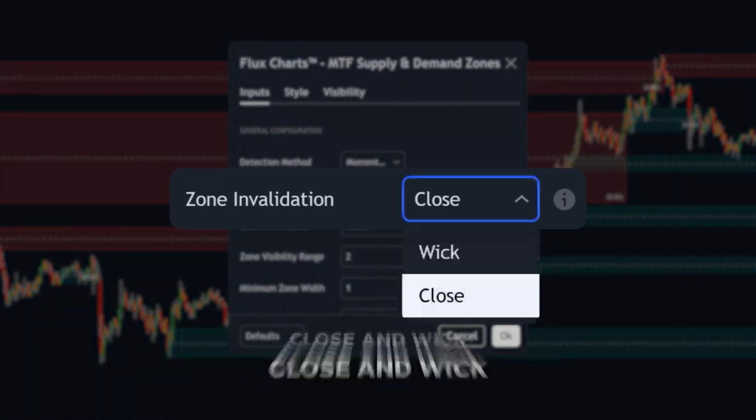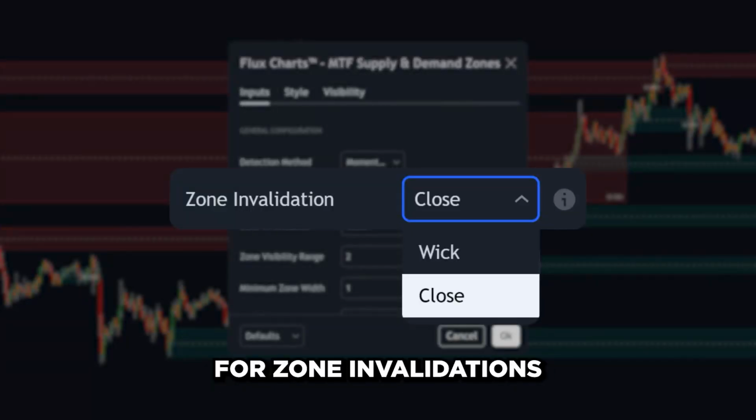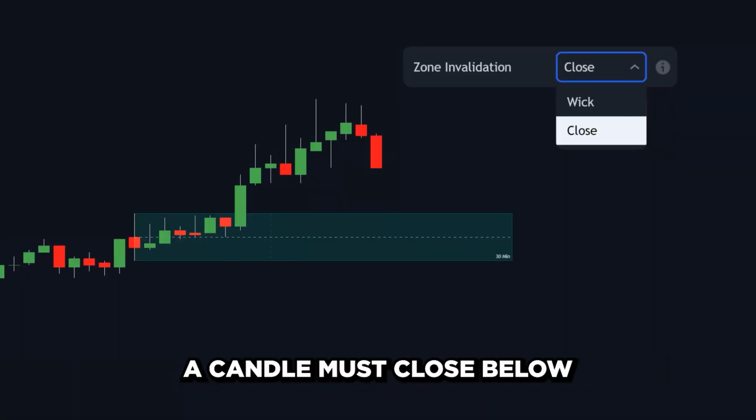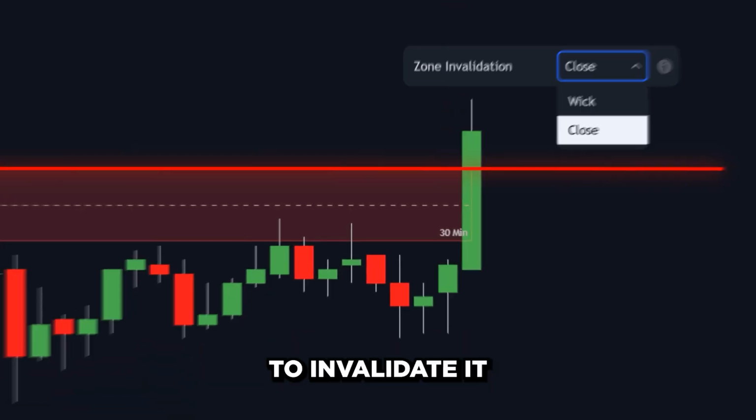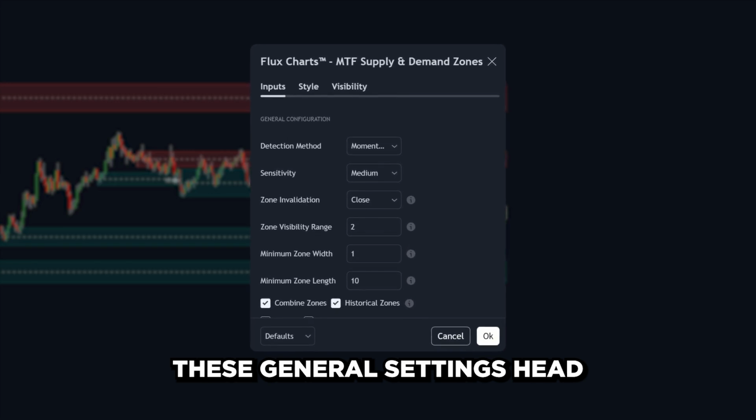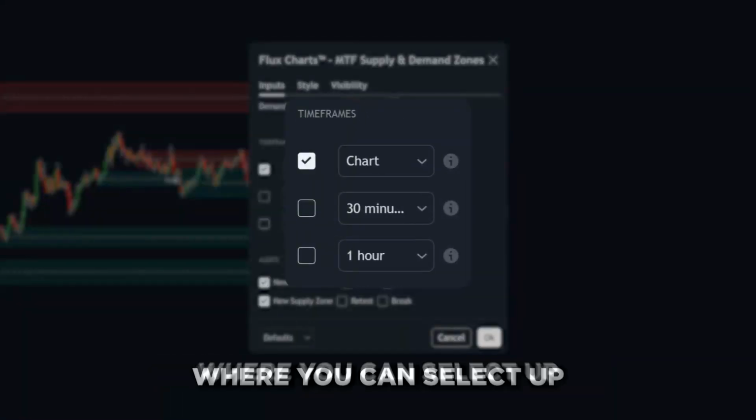Next, let's cover zone invalidations. You can choose between close and wick for zone invalidations. If you choose close, a candle must close below a demand zone to invalidate it and above a supply zone to invalidate it.